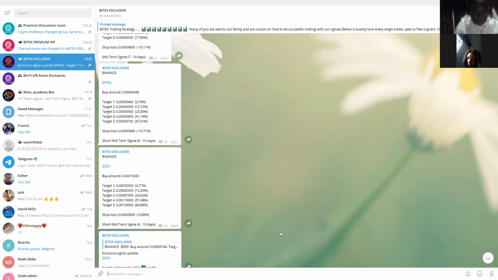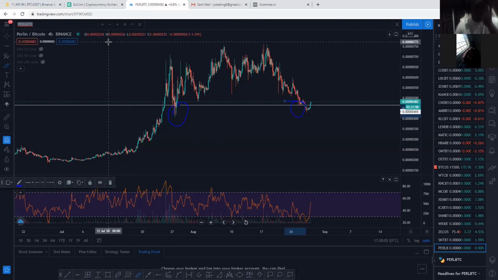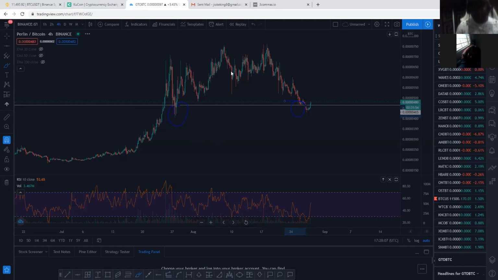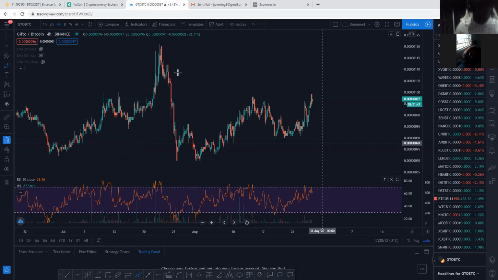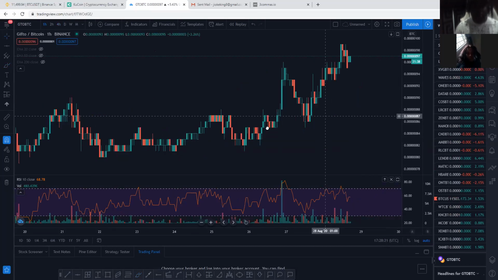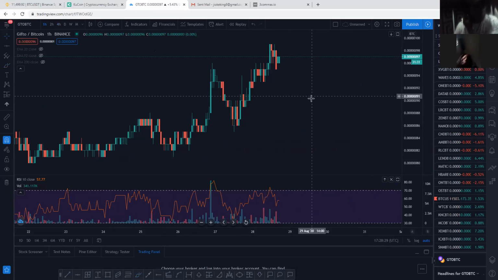Now let me show you. Let me share my screen and show you something. Are you seeing this? Let me search GTO, GTO BTC. Now GTO BTC is a low sat coin. Now imagine, I think we have GTO in our VIP group. I'm going to show you something now.